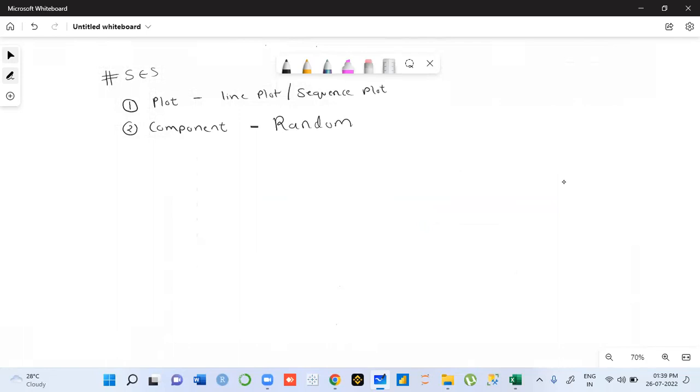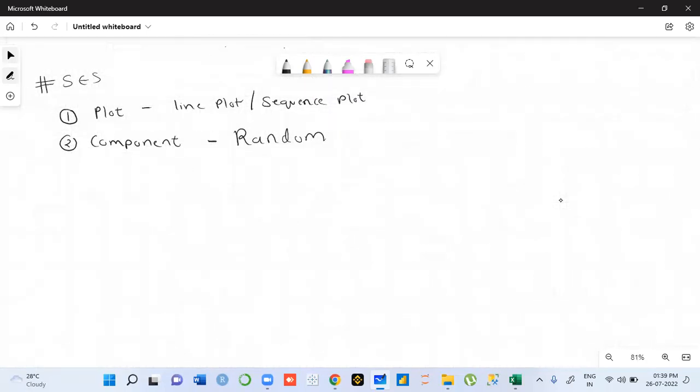You just have to look at two components, trend or seasonal. So single exponential is used when we have a random component. In single exponential, how many parameters do we have? Alpha. Range is between. This is clear, proved.